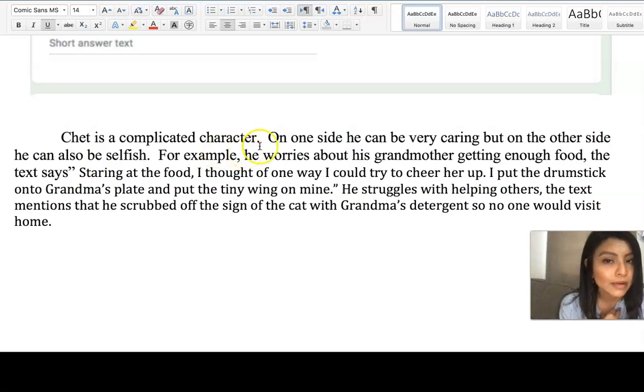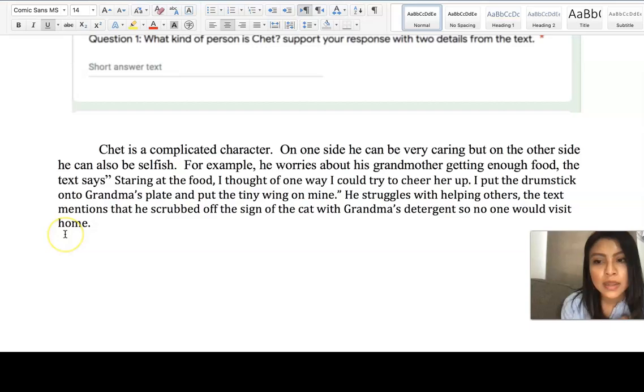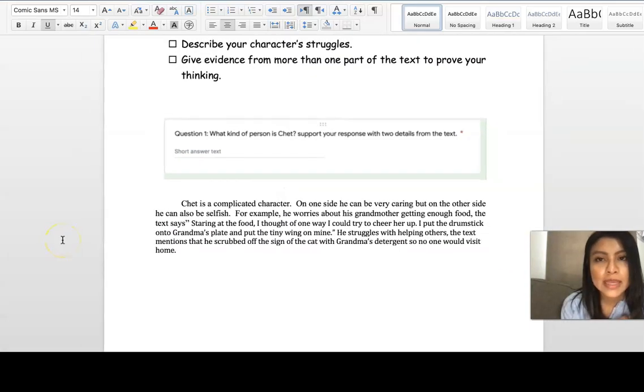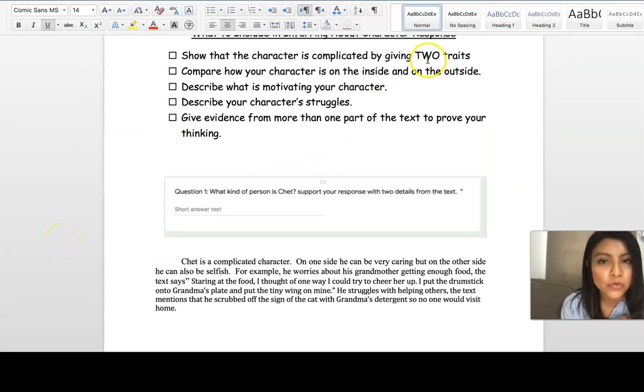Chet is a complicated character. On one side, he can be very caring, but on the other side, he can also be selfish. For example, he worries about his grandmother getting enough food. The text says, and here's my evidence, "Staring at the food, I thought of one way I could try to cheer her up. I put the drumstick onto Grandma's plate and put the tiny wing on mine." He struggles with helping others. The text mentions that he scrubbed off the sign of the cat with Grandma's detergent so no one would visit their home.